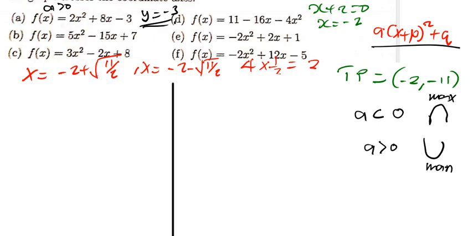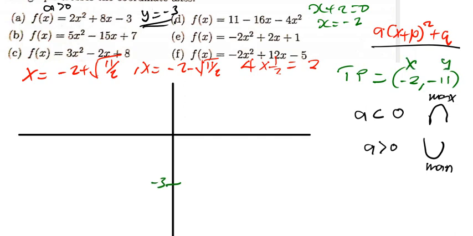So let's try to do that. The y-intercept is at negative 3, so the graph is going to touch this point. Then the turning point: this is x and that's y. The y part is negative 11, and the x part is what? The x part is negative 2. So where can I put that? I'll put negative 2.